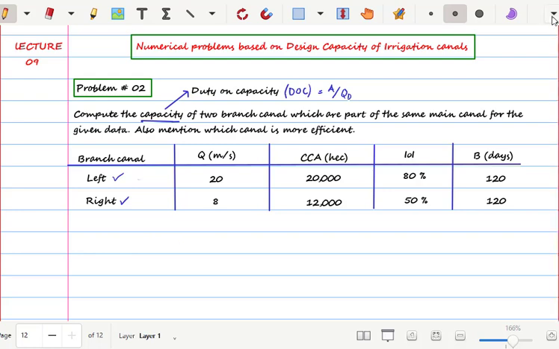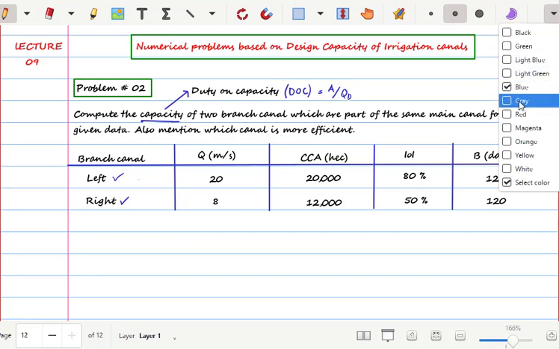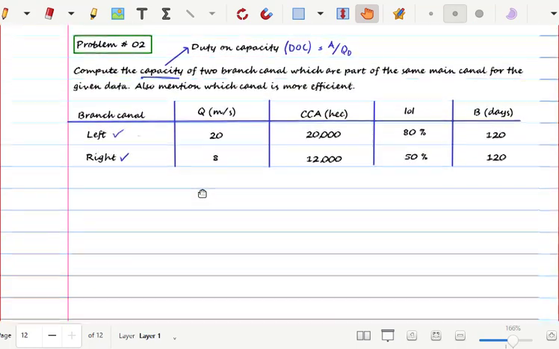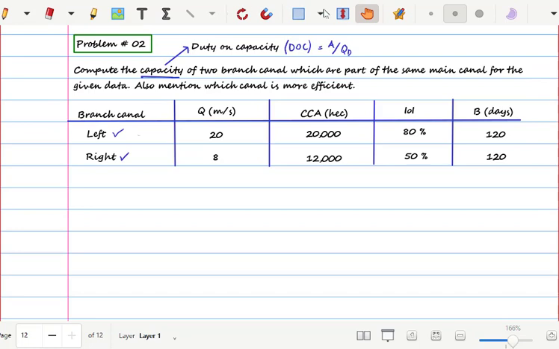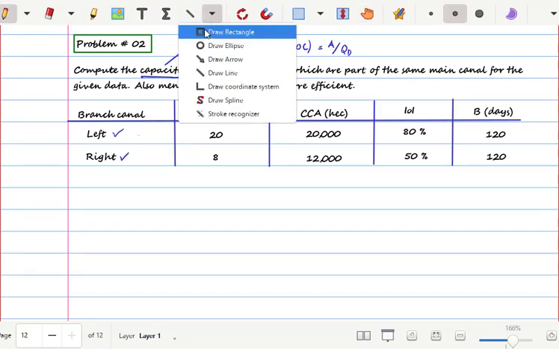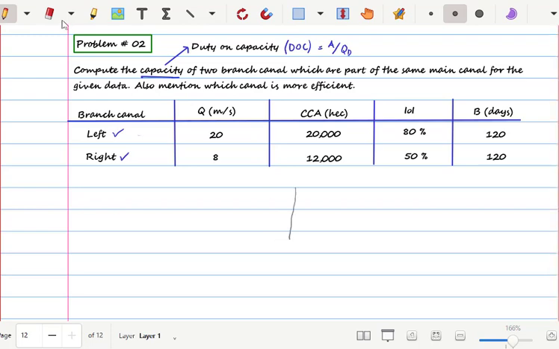And one more thing, let me draw a figure on the basis of this statement. This statement is saying that we have one main canal, and there are branches on the left and right side of that canal, something like this. Let's say this is our main canal, and there is one branch on the left side and one branch on the right side. This is our left side canal, and this is our right side canal, right? This is our main canal.